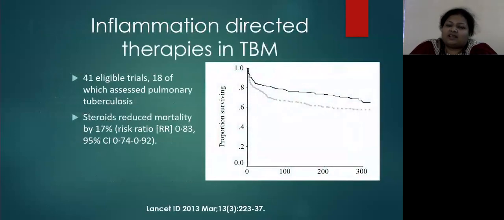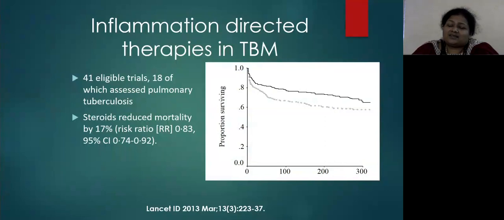So what is the inflammation directed therapy you do in TBM? Steroids. What is the dose we give? Okay, so you start at 0.4 mg per kg IV and then you decrease it weekly, then 4-3.